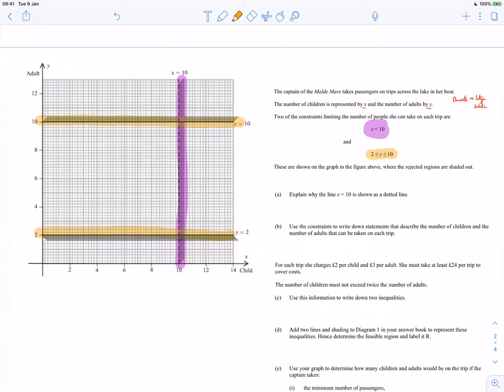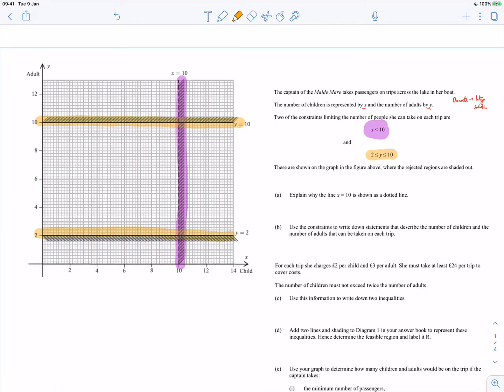Explain why the line x equals 10 is shown as a dotted line. It's because this is a strict inequality, and solutions on this line are not valid.